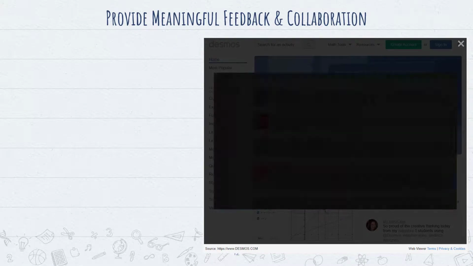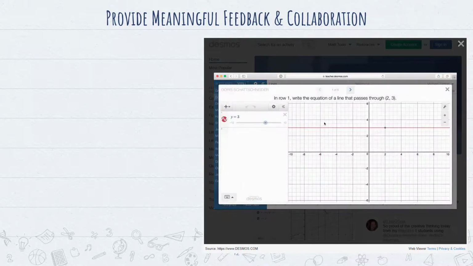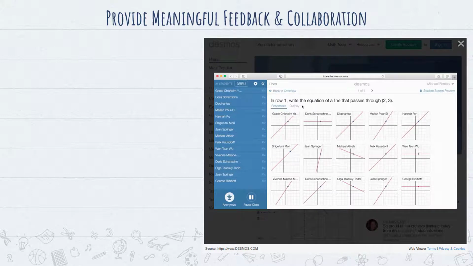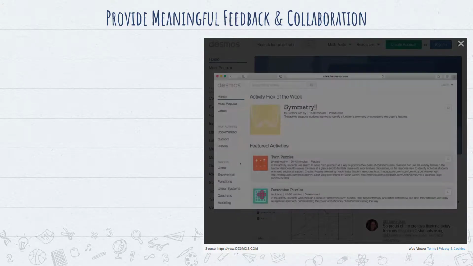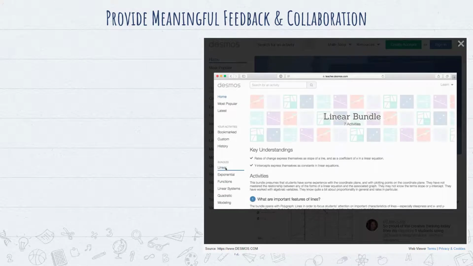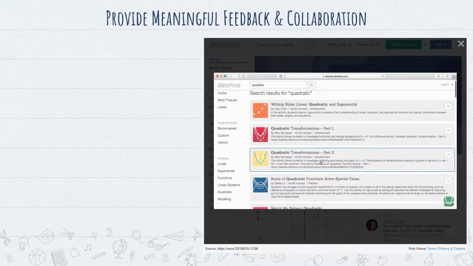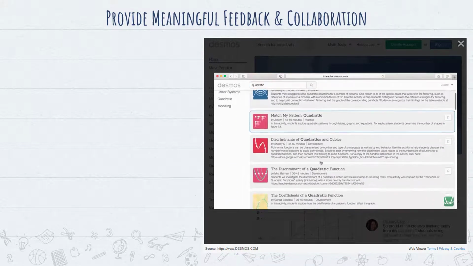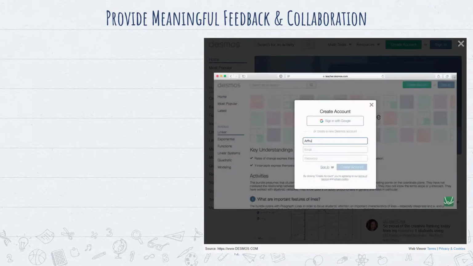And not only that, with the built-in teacher dashboard, you can see student answers in real time, giving you valuable insight for helping individual students and facilitating class-wide discussions. With our featured activities, content bundles, and search features, we make it easy to find just what you're looking for. And best of all, everything you see at teacher.desmos.com is free. Seriously. So sign up, sign in, and start exploring today.